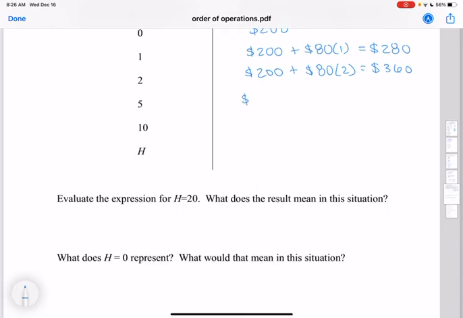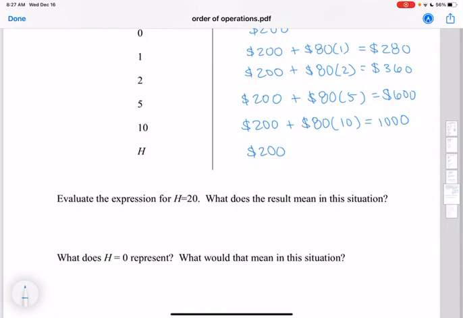All right, so for the 5, we have that 200 plus the $80 for 5 hours, and we get $600. For the 10, we have that initial $200 plus the $80 for those 10 hours equals $1,000. Okay, and then it's for H. So this is coming up with our expression. Every single time we started with that 200, right? So there's 200, that's a constant, plus, every single time we have that plus, right? And then we would do that 80.